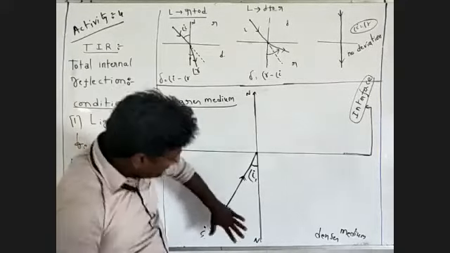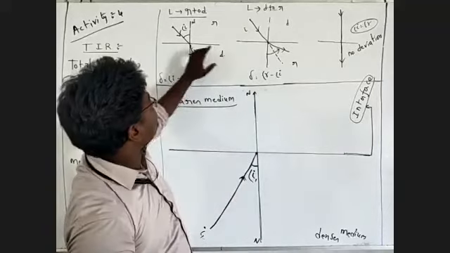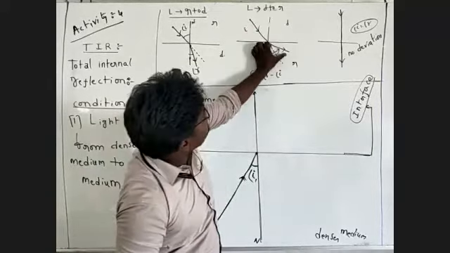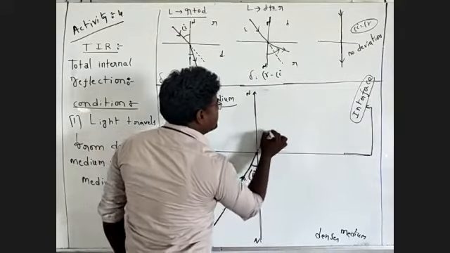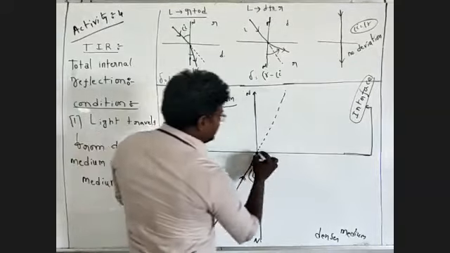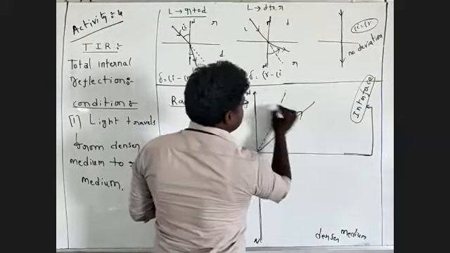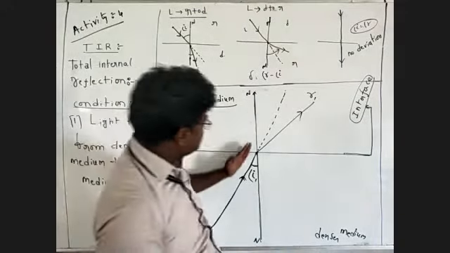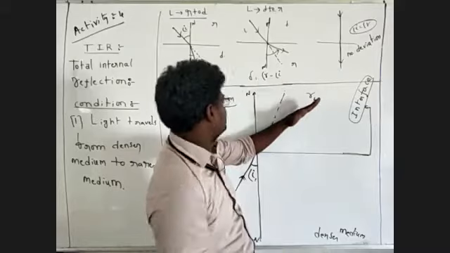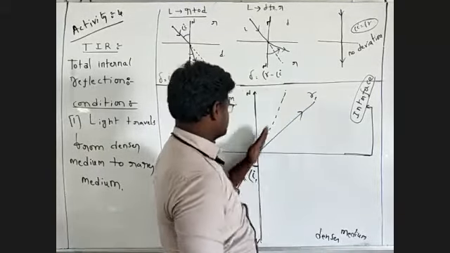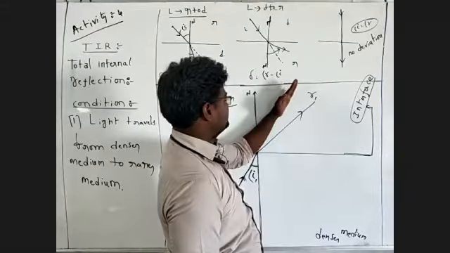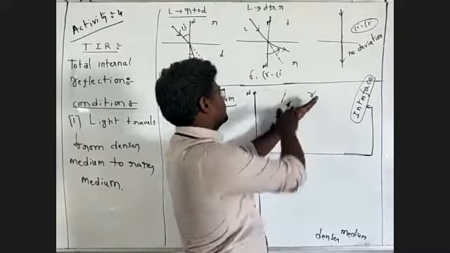So light travels from the denser medium to the rarer medium. The refracted ray bends away from the normal. This is the actual direction of the incident ray, but the ray does not go in this direction. It is bending like this, away from the normal. That is all.